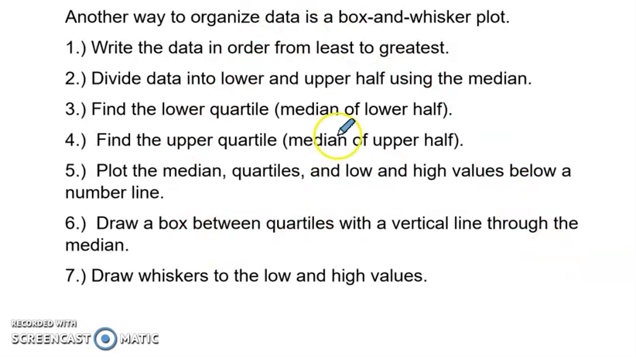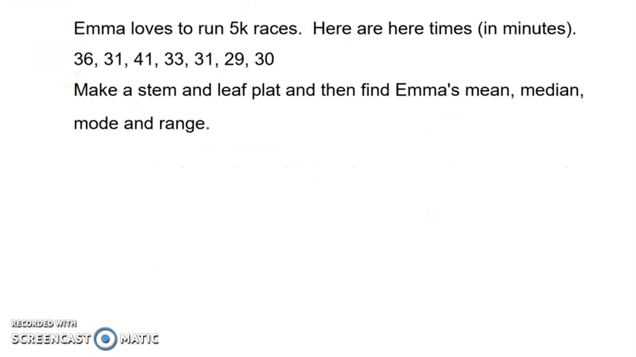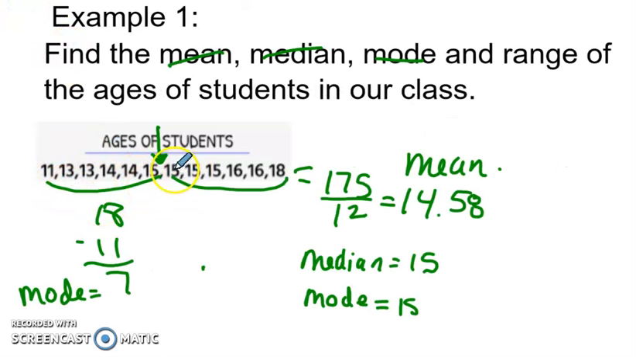Okay, last one I talk about is called a box and whisker plot. First thing you want to do is order your data from least to greatest, unless they do that for you, which is nice. Then you want to divide it into the lower and upper half. We're going to find the median, just like we did with the ages of the students in our class. We have a lower half and an upper half using our median.